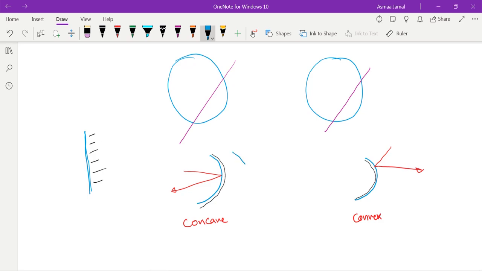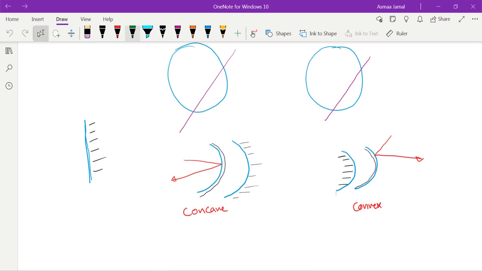It will be like this. That's the glass and this is the polished direction. Here we have the convex, the glass with the polished direction. Here in mirrors also we have the focus point for both the concave and convex mirror.